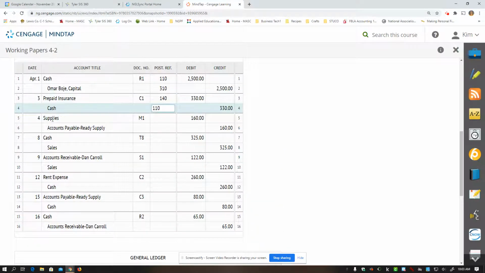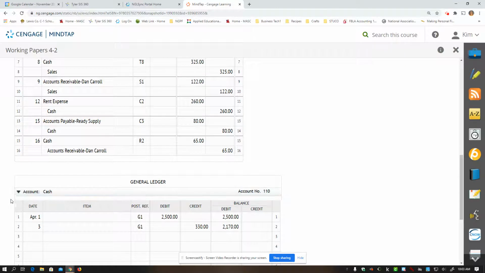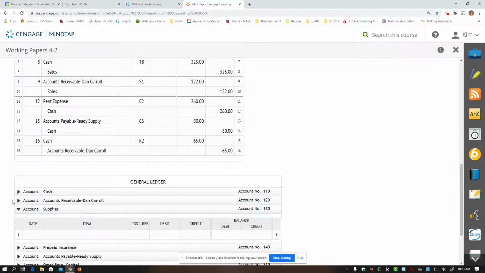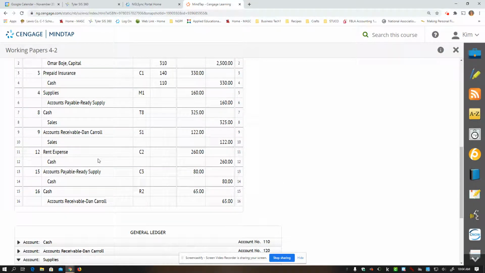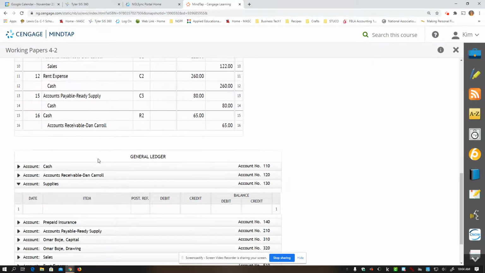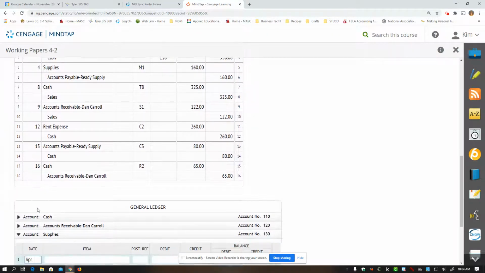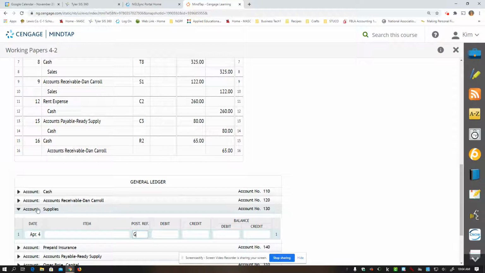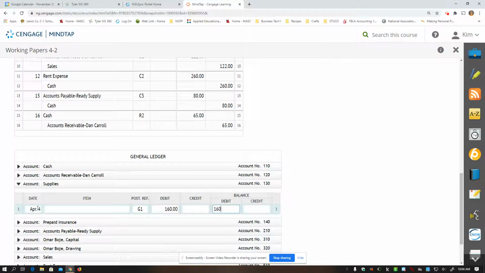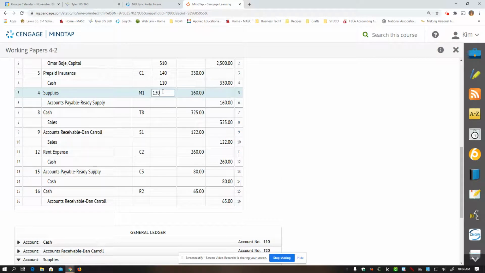Okay, next entry is supplies. So go find your supplies account. It's APR 4, G1. Debit for 160. Take up a 130. It's very repetitive.